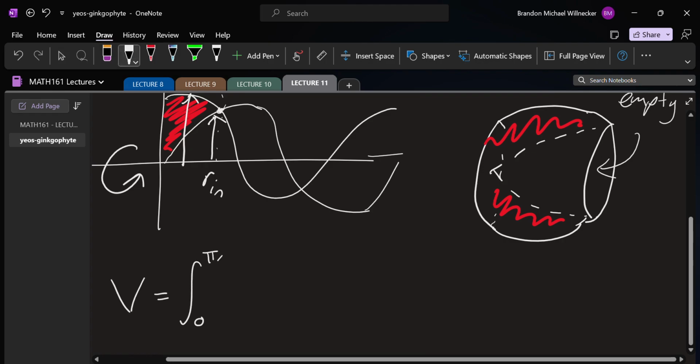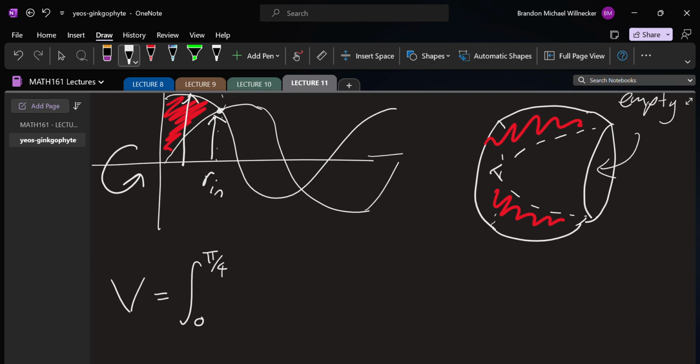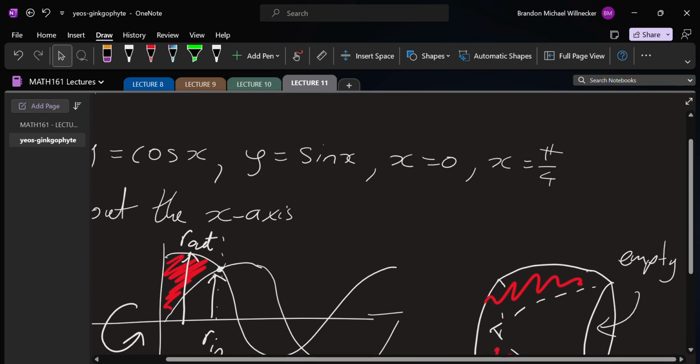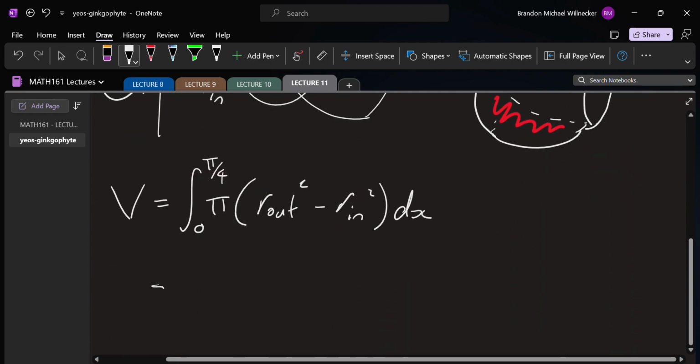So the volume, that's going to be the integral from 0 to pi over 4. Those are our x bounds that we found from sketching. Then we have the pi, r out squared minus r in squared. With the pi, that gives us the area of the washer, and then we need to multiply by dx. That's the thickness of the washer, and that will then give us the volume. Okay, r out, that's going to be up to the cos graph, so it's going to be cos squared, and the inside is sine squared.